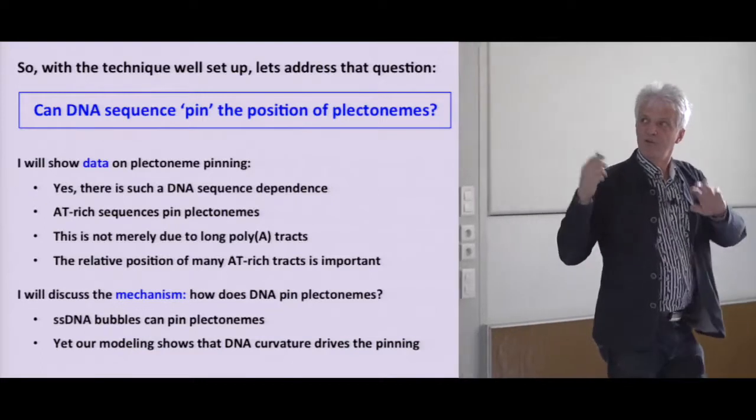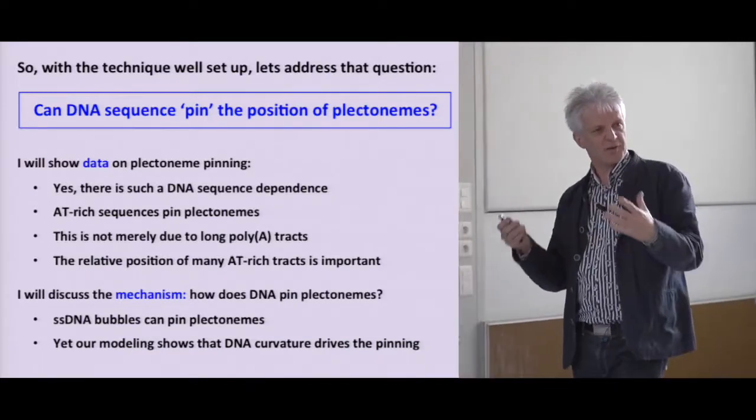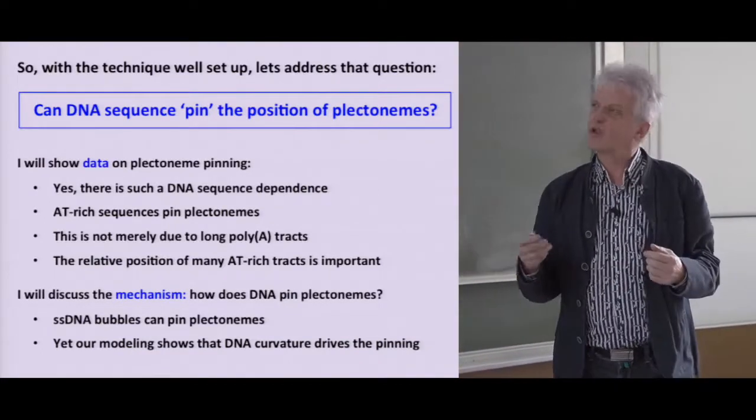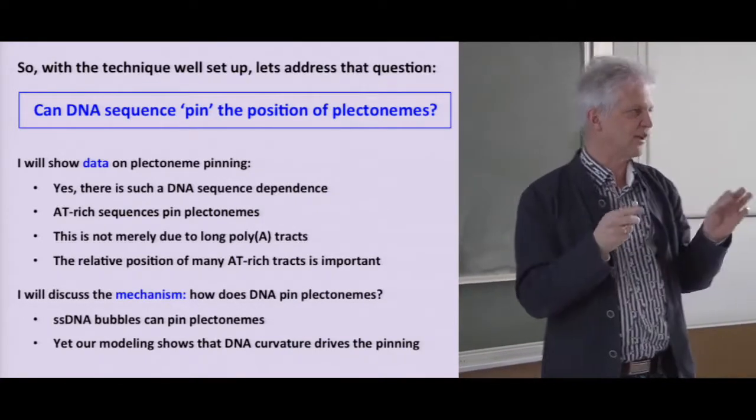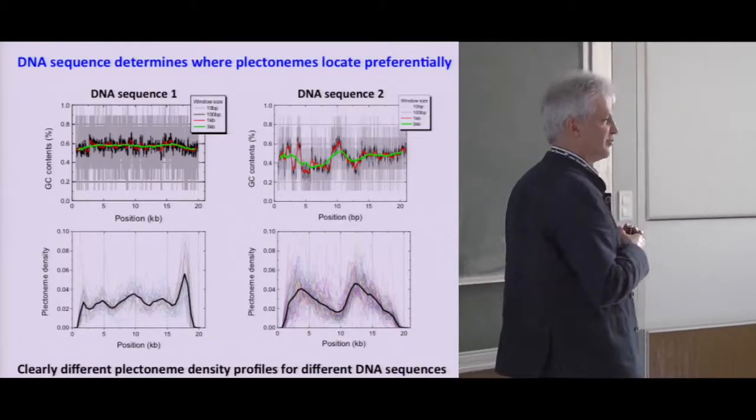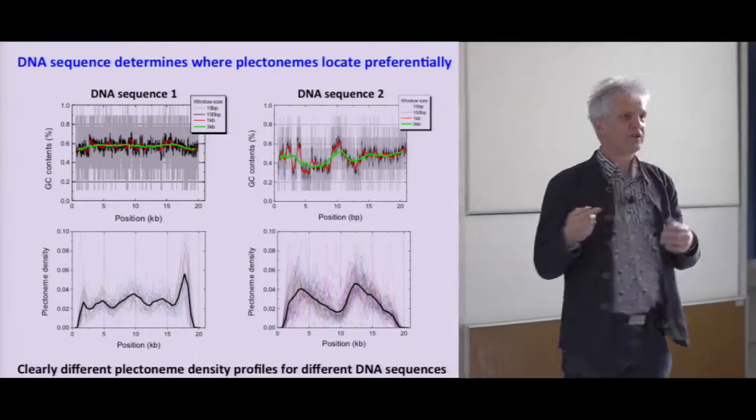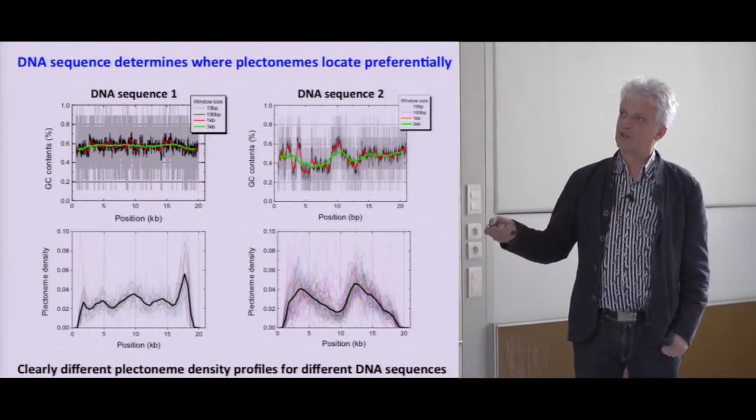So we want to ask that question. I'm going to show you some data on these plectoneme densities, and we'll discuss a bit the mechanism. Why does it pin at certain spots? The basic thing is that different DNA sequences give us different plectoneme densities.